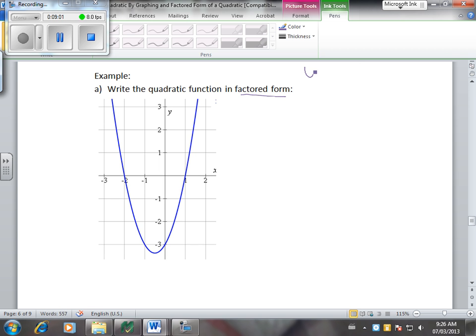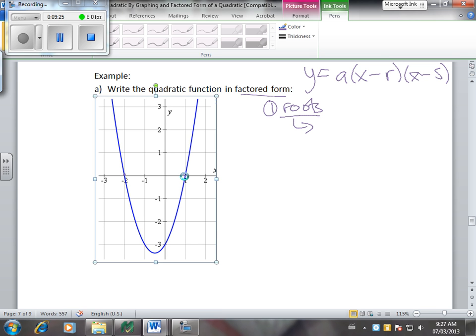So we're looking for y equals a(x minus r)(x minus s). Now remember that your a could be 1, so you won't necessarily have a number. You can write the 1 if you want, but you don't have to. So let's find our roots. Our roots are negative 2 and 1. So x equals negative 2, which is r, and x equals 1, and that's our s.